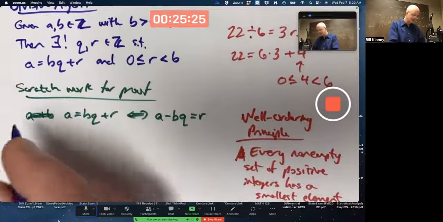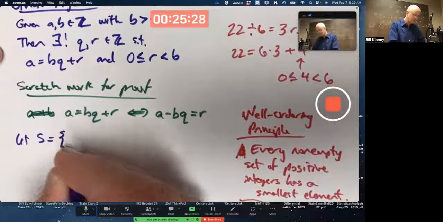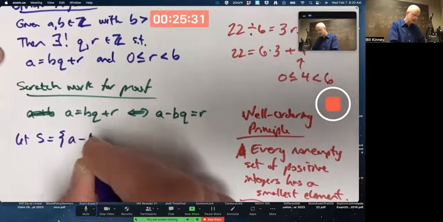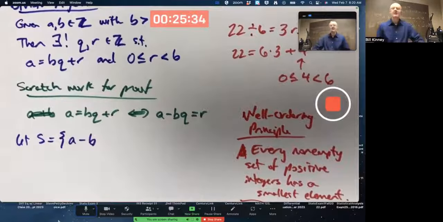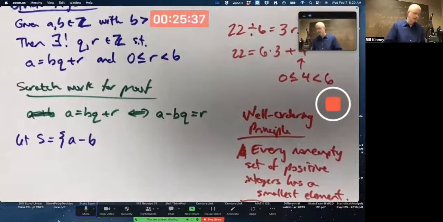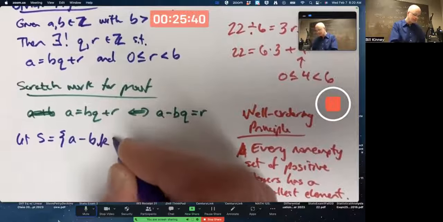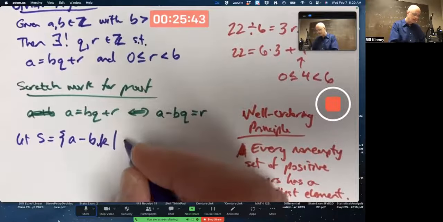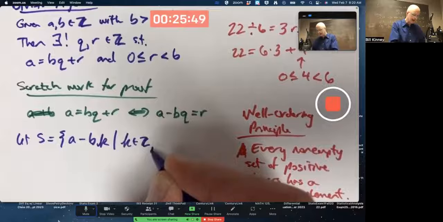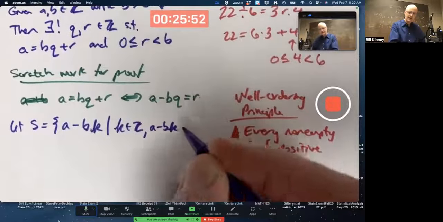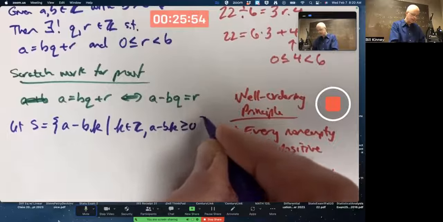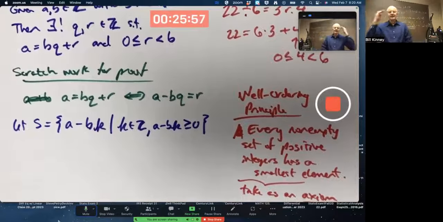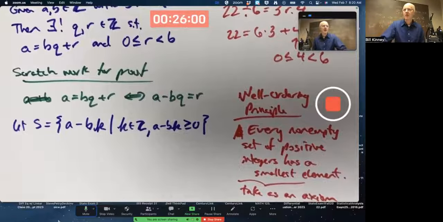And that's what's done. Let S equal the set of all integers of the form A minus B times K. I'm not going to write a Q because I'm trying to save the letter Q for something specific in the conclusion of the theorem. Satisfying the property that K is an integer and A minus B times K is greater than or equal to 0. Now, technically speaking, that set could include the number 0, and technically 0 is not a positive integer. So I can't quite apply the well-ordering principle to this yet.